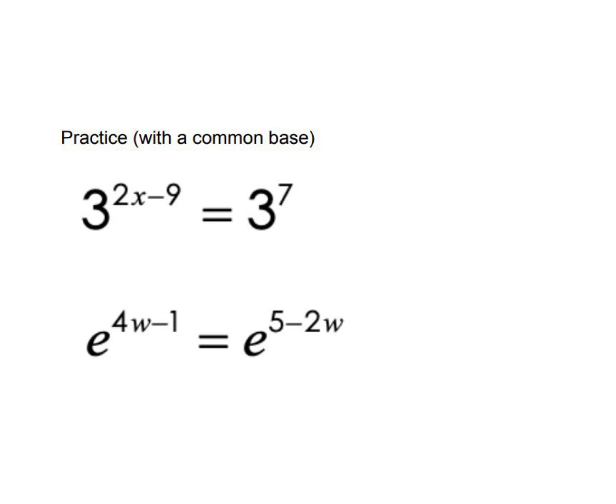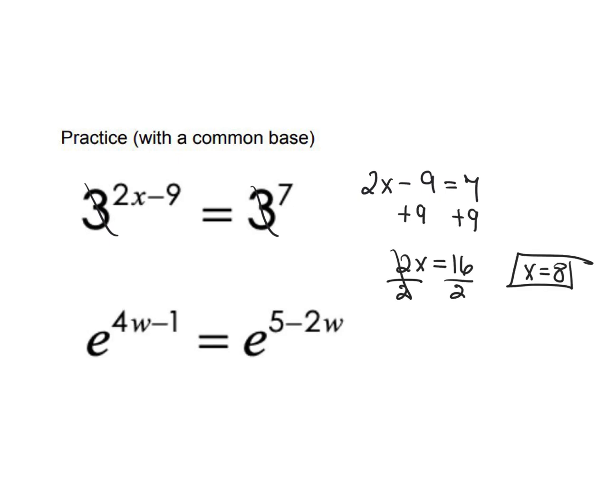So here we have practice with a common base. So when this happens, again, all you do is just get rid of the base and you have your exponents set equal to each other. So you have 2x minus 9 equals 7. Add 9 to both sides, you get 2x equals 16. Divide both sides by 2, you get x equals 8.